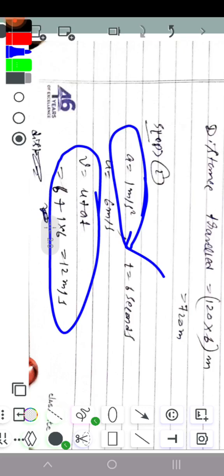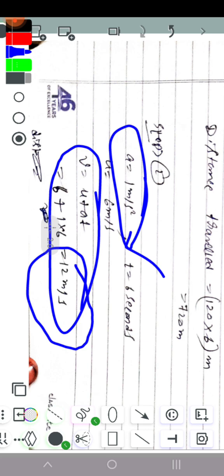So how is it going to affect? It is affecting like that. V equals u plus at. Initial velocity 6, acceleration 1, time 6 seconds. Final velocity after 6 seconds: the final velocity reached will be 12 meter per second.